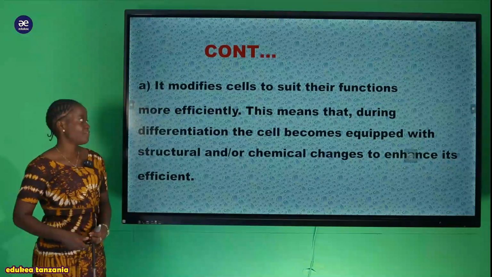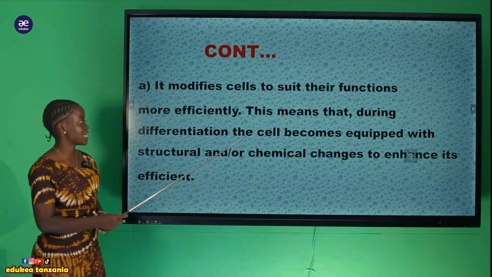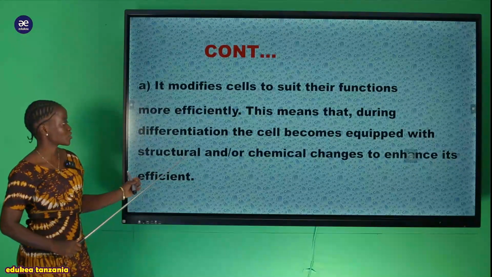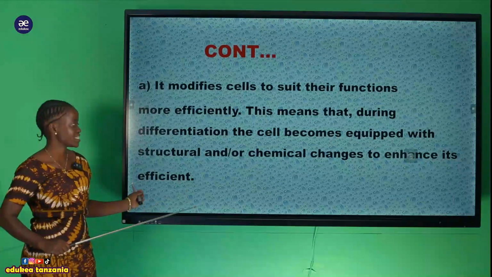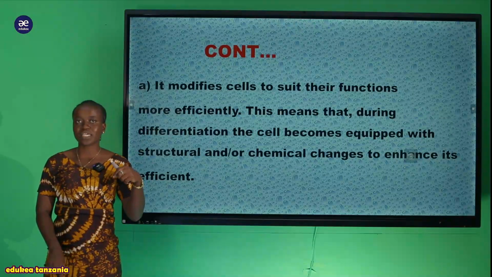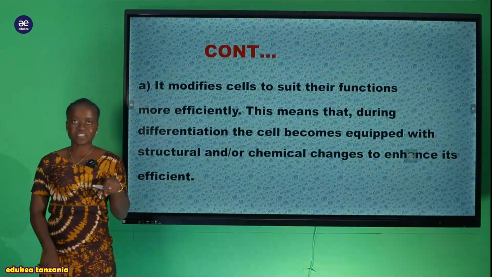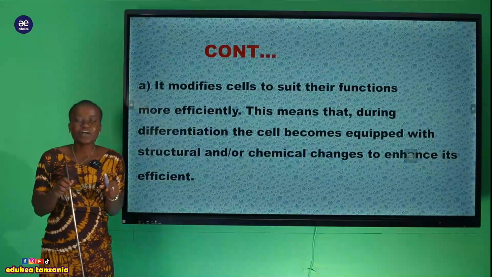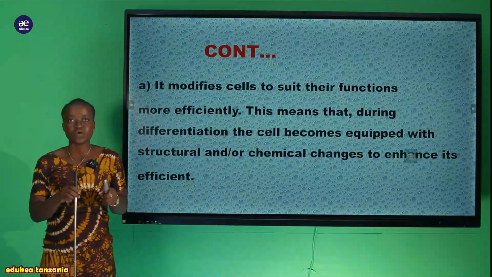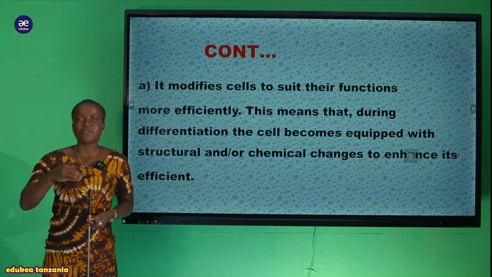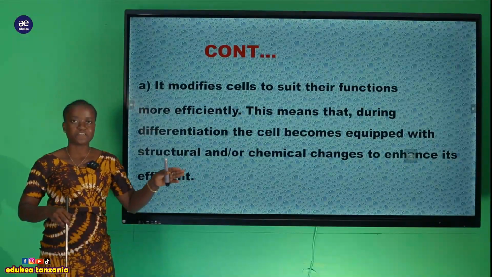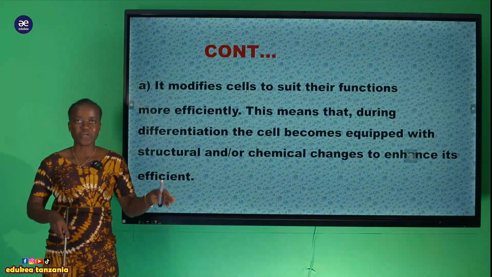Kwa maana kwamba for instance here you can see during differentiation the cell becomes equipped with the structural and chemical changes to enhance its efficiency. Kwa zile chemicals au zile structural changes ambazo zimetokea ndani ya ile cell, for instance nerves cell iko equipped kwa ajili ya kufanya ile kazi ya transportation of impulse or information from one place to another, because the content or the chemicals which are found within it ndio ambayo inasaidia sasa kupelekea kutransport different kind of information from one place to another.